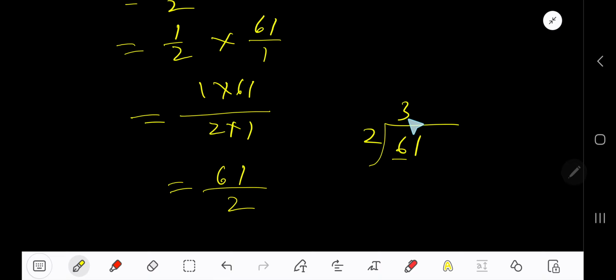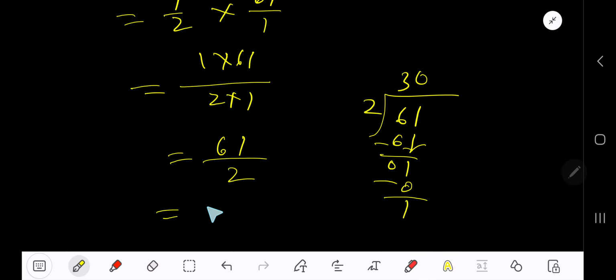2 goes into 6, 3 times. 2 times 3, 6. Subtract, 0. Bring down this 1. 2 goes into 1, 0 times. 0 times 2, 0. Subtract, 1. So this will be our remainder. So this will be our whole number part. This will be our numerator. And this will be our denominator.